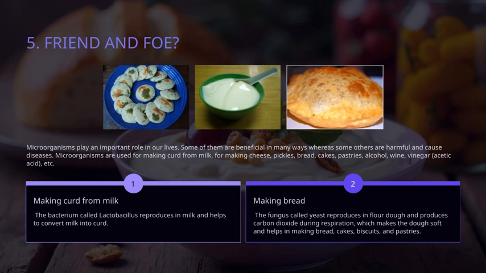Similarly, in baking, yeast, a type of fungus, is essential. It reproduces in the dough and produces carbon dioxide during respiration. That carbon dioxide makes the dough soft and puffy, which is how we get bread, cakes, biscuits, and pastries. So, microorganisms can be our friends when used properly, helping us produce delicious foods. But we also need to be cautious, because some microorganisms can cause illnesses. It's all about understanding their role and using them wisely.